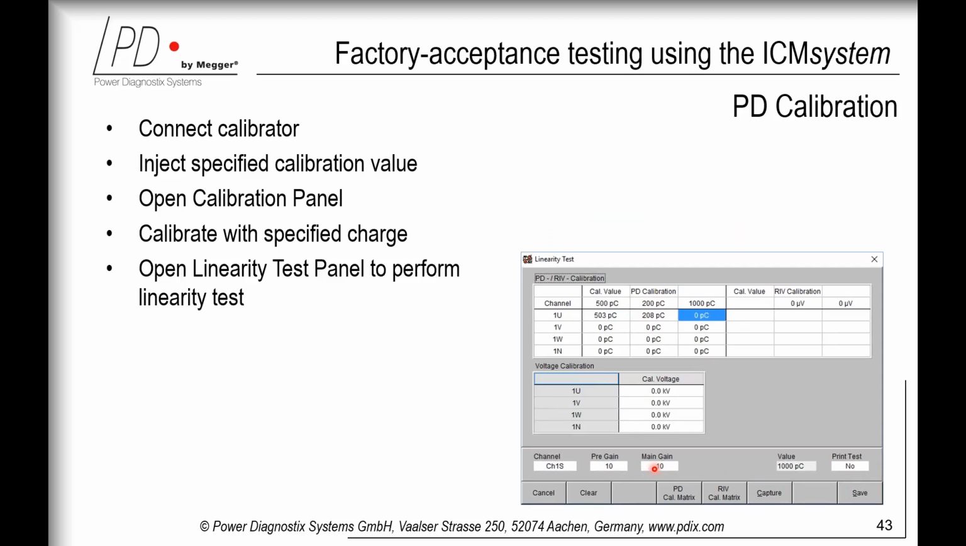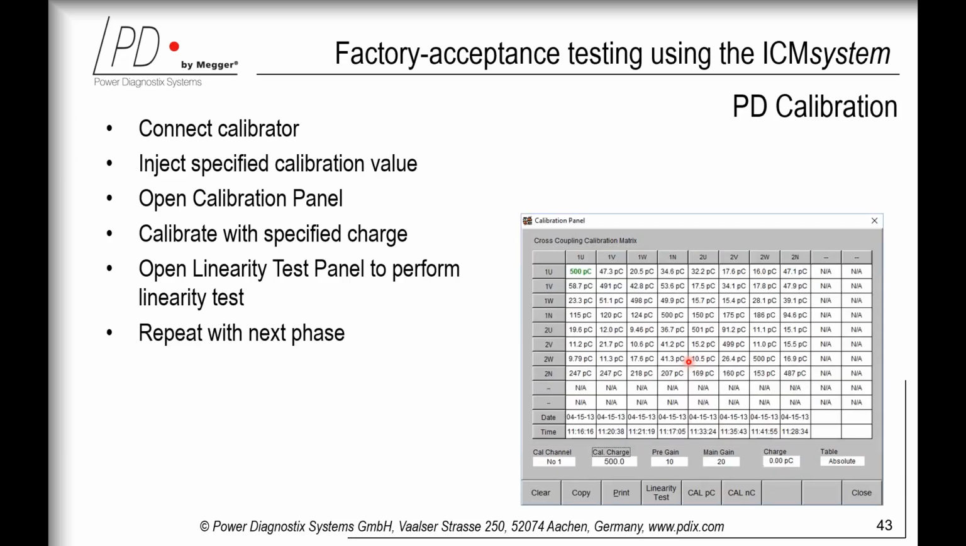And then we open the linearity test panel to perform the linearity test. Here you already see that the linearity test for verification of the calibration has been done, and for 200 picocoulombs. Usual values for the linearity test are half of the calibration or acceptance limit and double the acceptance limit. Afterwards, you repeat with the next phase until we are done with all phases.